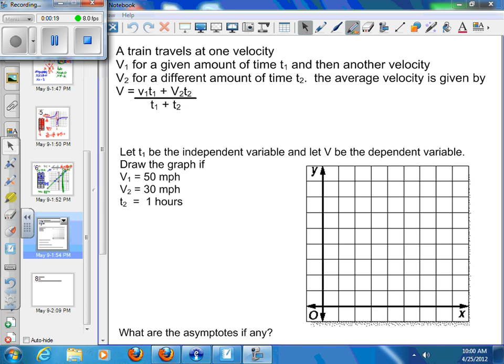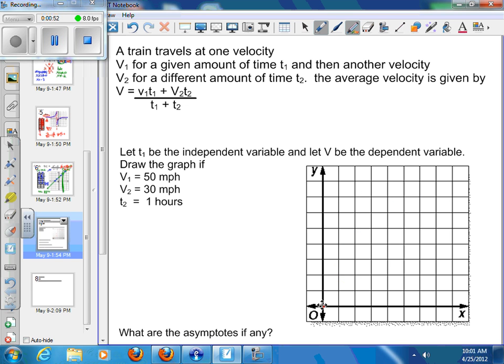So we have our initial velocity and then our second velocity, and we're going to start at v1, and then we're going to move on to v2. So we could be traveling along at this velocity and then we speed up and go at this velocity. Or we could be going at a really fast pace and then we hit a city and we've got to slow down. So that's what we're talking about. This would be your V1. This would be your V2.